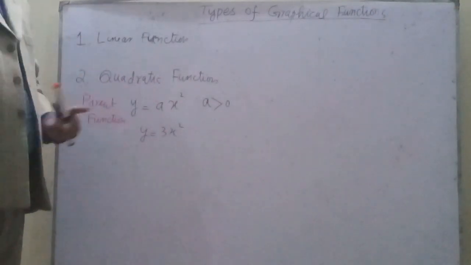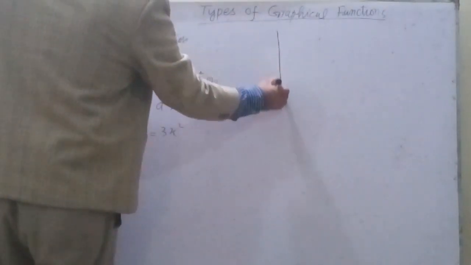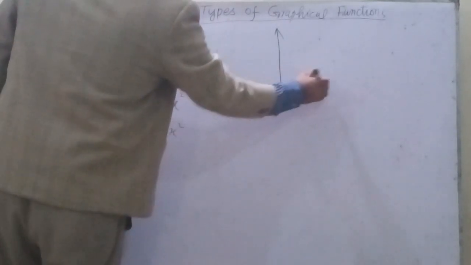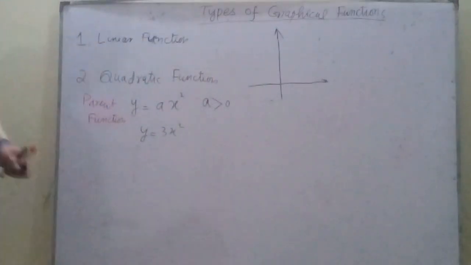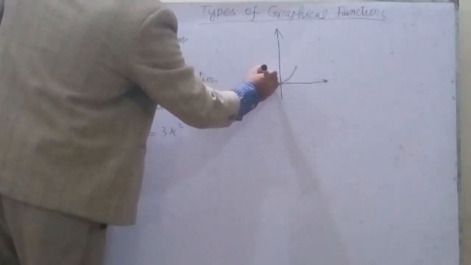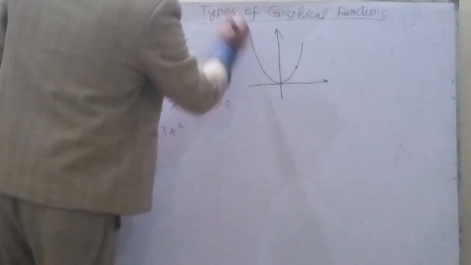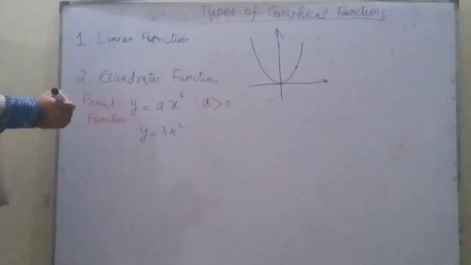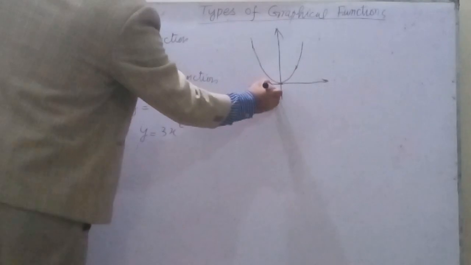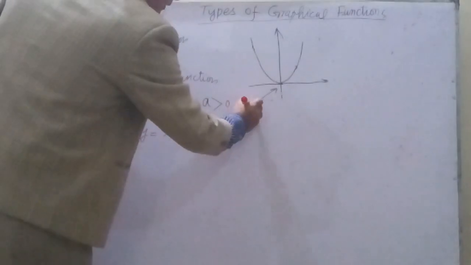So the graph of this quadratic function will be, let me draw here. This is the y-axis and this is the x-axis. It will be a U-shaped graph. It will look like this. This could be the shape of the quadratic function. It keeps going up and up. Here this point is called the turning point of the quadratic function.